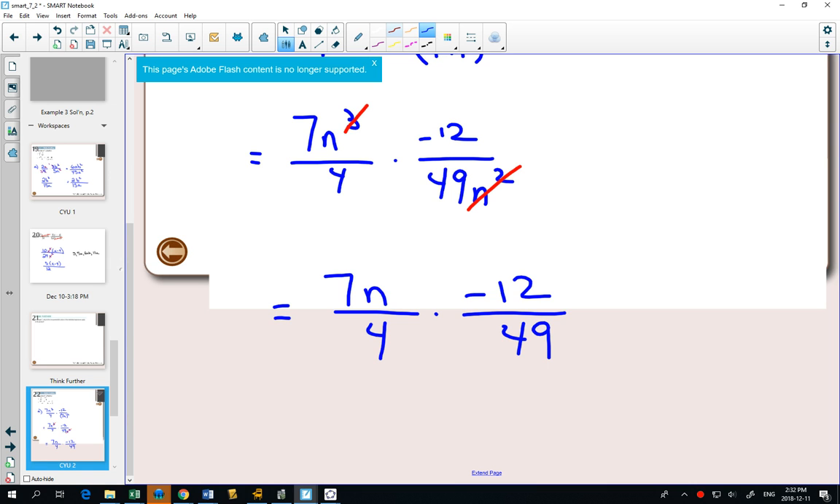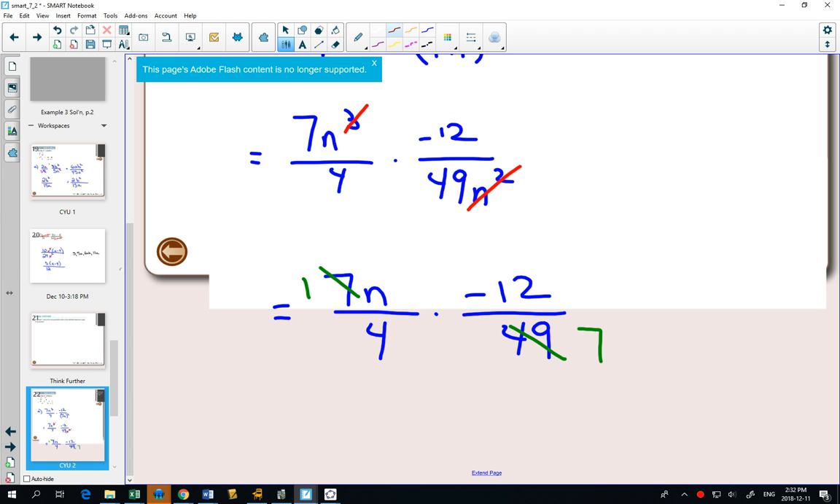Now before I multiply 7 times 12, because maybe your 12 times table is not the best, and before I multiply 4 times 49, because maybe your 49 times table isn't the best, I look at my numbers and say, is there anything in my numbers that would simplify nice? For example, 7 over 4 doesn't simplify nice, but 7 over 49 does. What does that simplify to? Leaves you with 1 and 7.